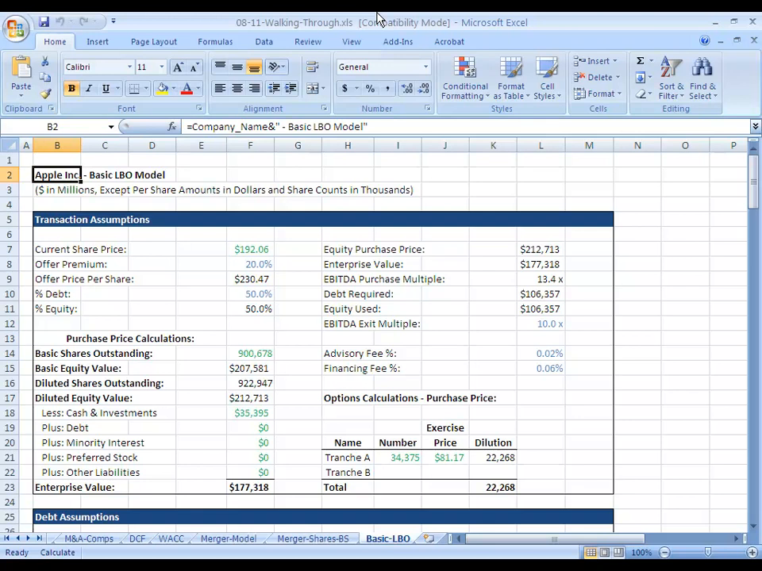In a leveraged buyout model, you assume that a private equity firm acquires a company by using debt and cash. They run it for several years, and then at the end of a 3 or 5 year period, they sell the company to earn a return on their investment.